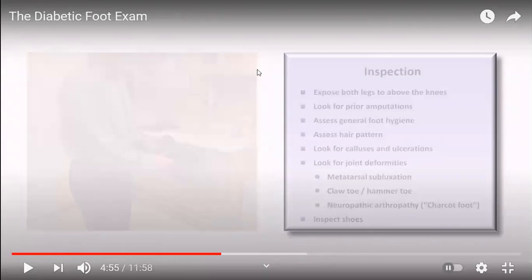So it is our responsibility to check the footwear. What footwear is the patient supposed to wear? Is it fitting well? Is it comfortable for him or her? What materials is it made of?